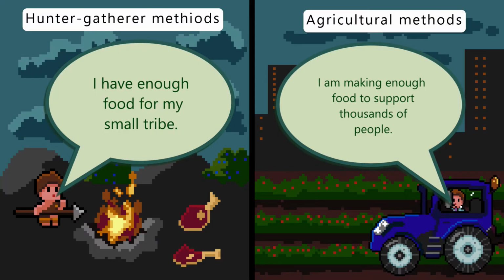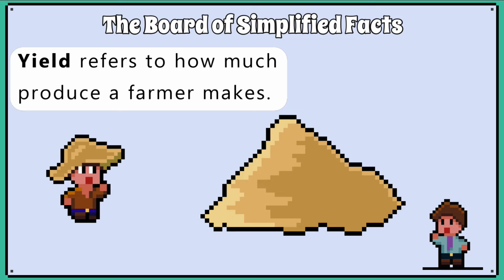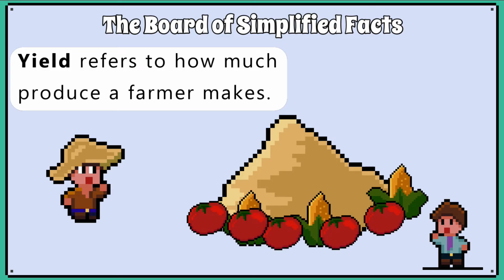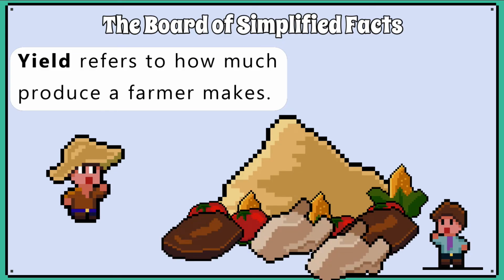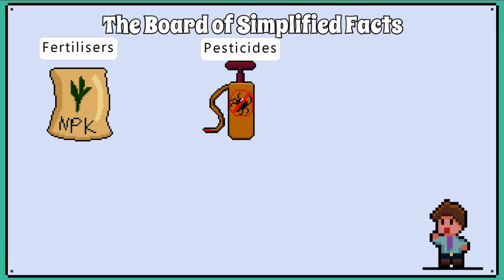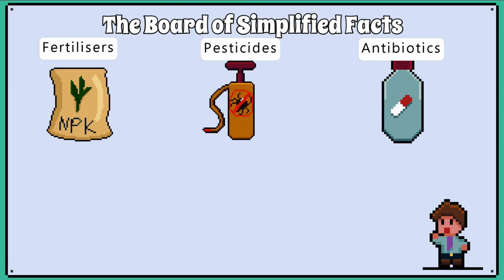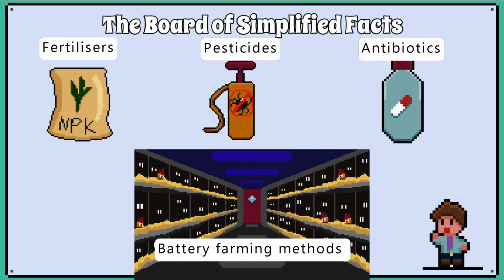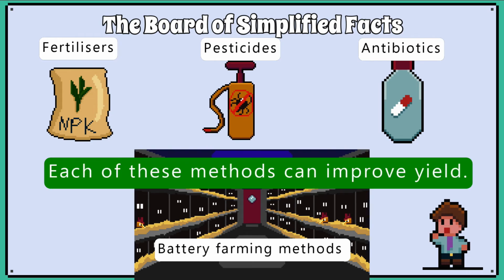Food production for human needs is provided by farming. Farming is what allowed humans in the first place to grow in such numbers, because farming methods can produce a lot of food for the space they use. Yield refers to how much produce a farmer makes. More crops, more yield. More meat, more yield. Farmers use fertilizers, pesticides, methods for controlling disease, and battery methods, all because they have the advantage of improving yield regarding crops and meat production.